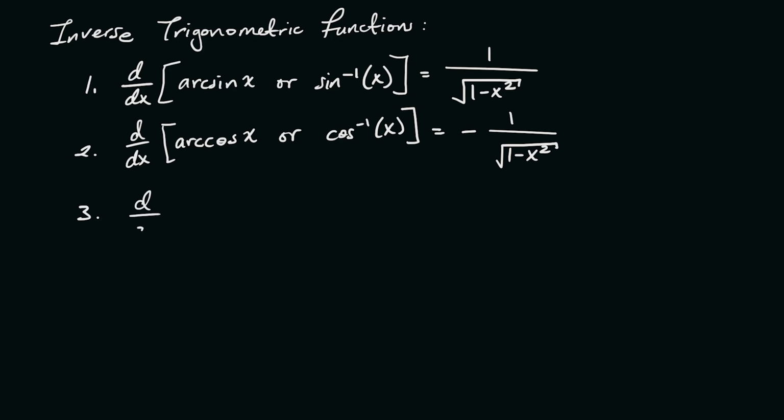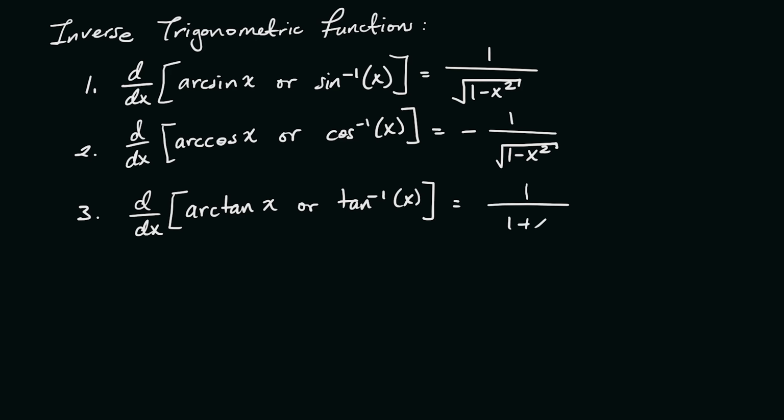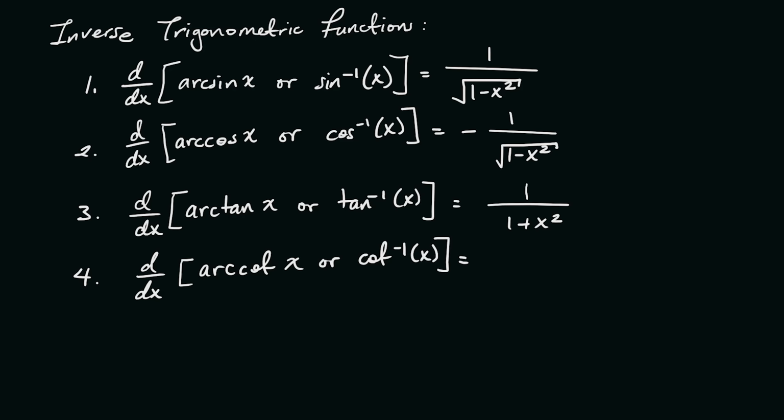Now, third, we're going to have tangent x. So arctan of x or inverse tangent of x equals 1 over 1 plus x squared. Then we have arc cotangent x, or just inverse cotangent x here. And that, you can tell, is equal to -1 over 1 plus x squared.